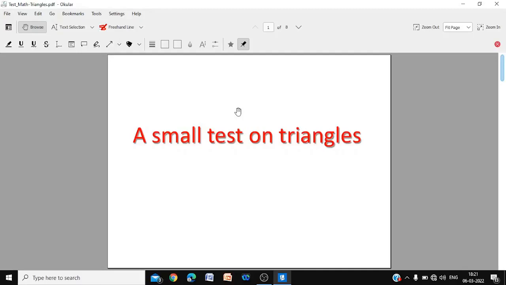Here's a small test on triangles, the application of what you have learned in the chapter Properties of Triangles for CBSE Class 7. A small test on triangles for Class 7.